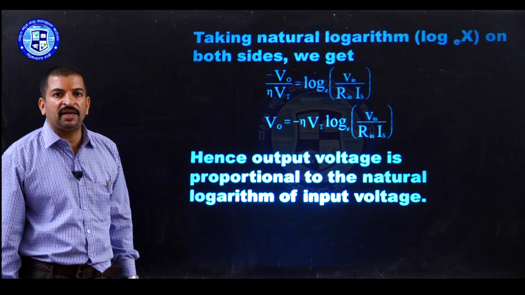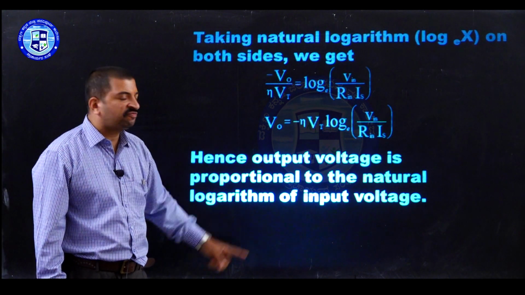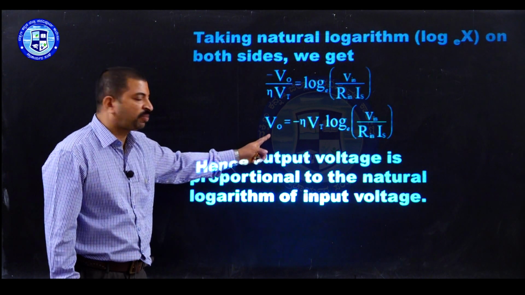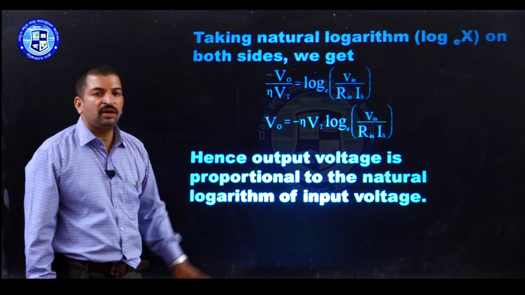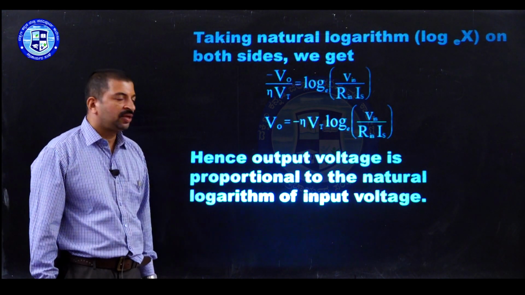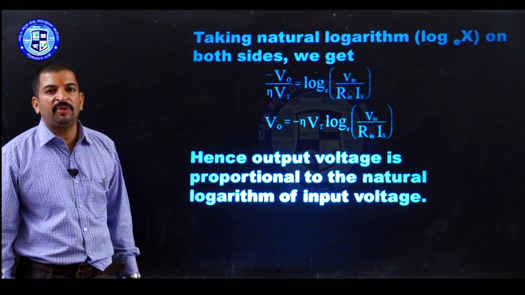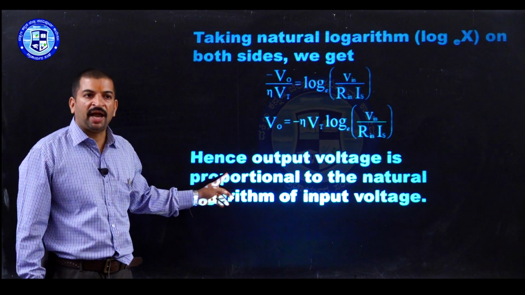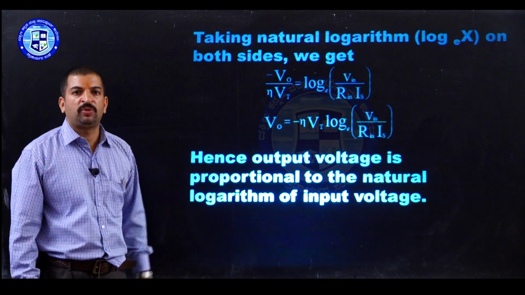Hence we can understand that the output voltage of the logarithmic amplifier is proportional to the natural logarithm of the input voltage. Hence the circuit works as a logarithmic amplifier. The output voltage is proportional to the natural logarithm of input voltage.